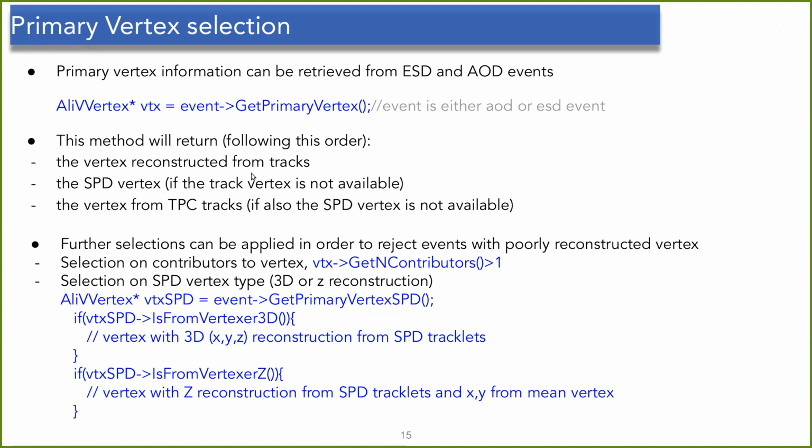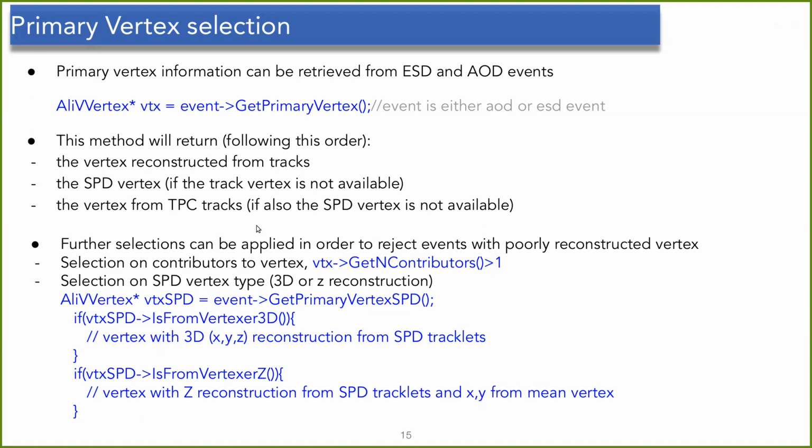If it fails to reconstruct the vertex using the global tracks, it will go to the vertex reconstructed from SPD. And if that fails, then it will go to the vertex reconstructed from the TPC tracks. So it will always give you the vertex information in this particular sequence.